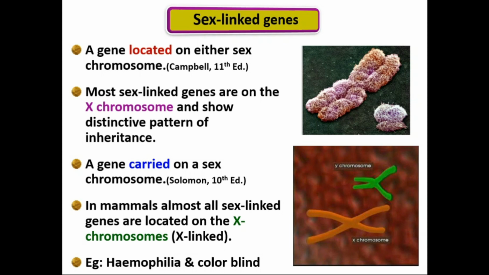For the next genetic inheritance which deviates from Mendelian genetics, what we call the sex-linked genes. For the sex-linked genes here, it is the gene which is located on either of the sex chromosomes. So this is according to Campbell, and most of the sex-linked genes are on the X chromosome and show a distinctive pattern of inheritance. So it is the gene which is carried on the sex chromosome, and in mammals, almost all sex-linked genes are located on the X chromosome, or in other words, we can call them X-linked. There are two genetic conditions that we can give as examples for the sex-linked genes here, which are hemophilia and also colorblindness.